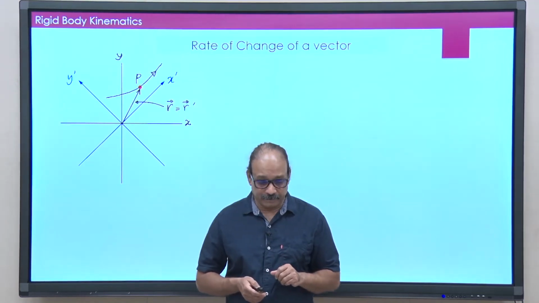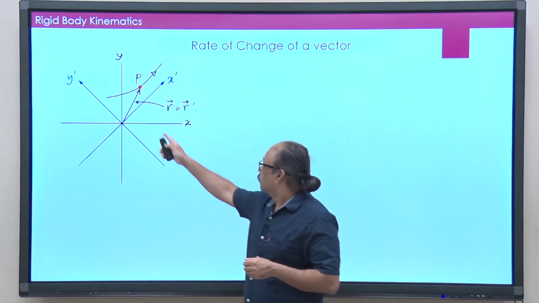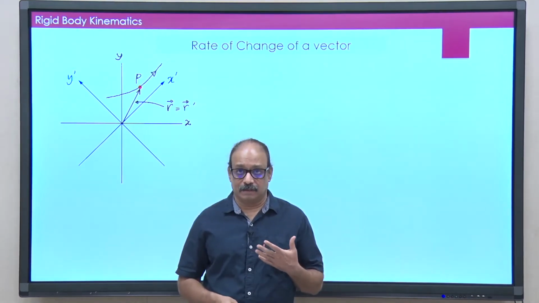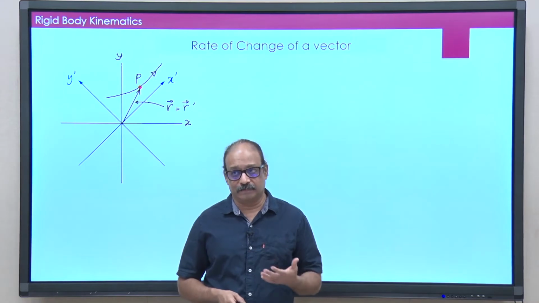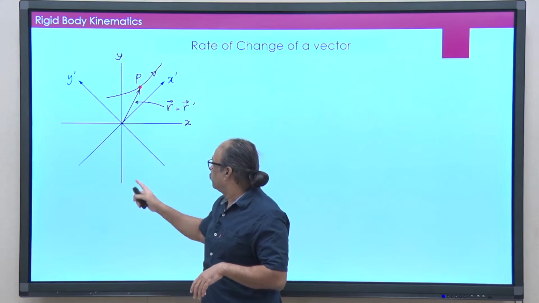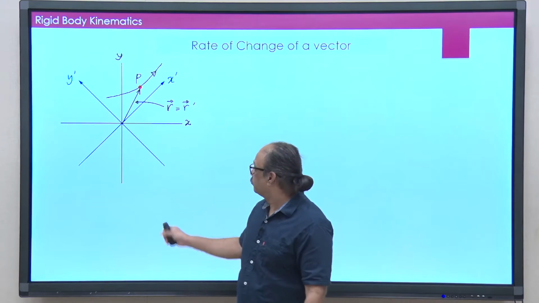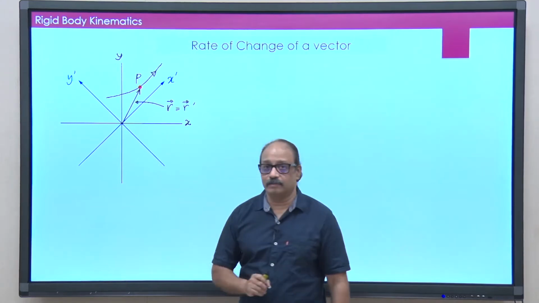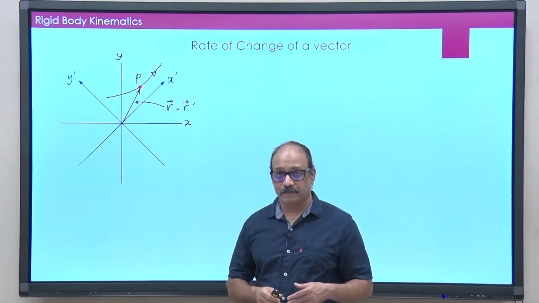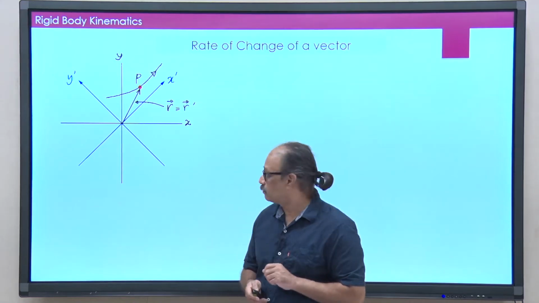Think of a particle P which is moving along a trajectory, okay, and this trajectory is seen by 2 different frames. One is the S frame and another one is the S prime frame, okay, and the S frame has its own coordinate axes x and y, and the S prime frame has coordinate axes which are shown here in blue as x prime and y prime, and both these observers in these frames are looking at the particle's motion.